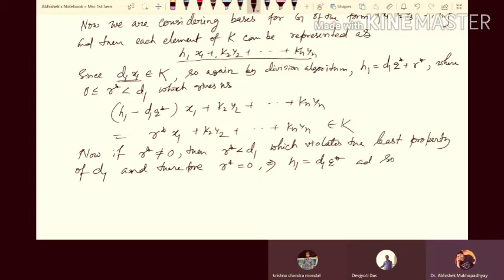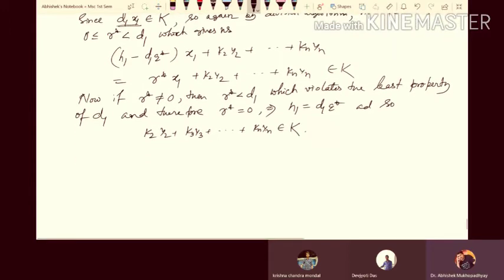And so k2 y2, k3 y3, kn yn belongs to K. So this part is also in K. So now we are considering those elements of K which are of the form this.